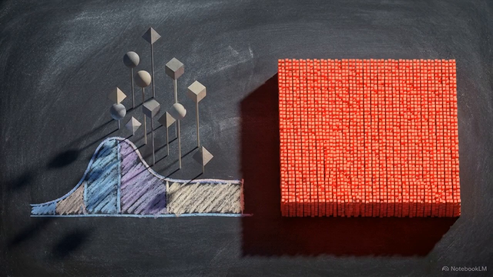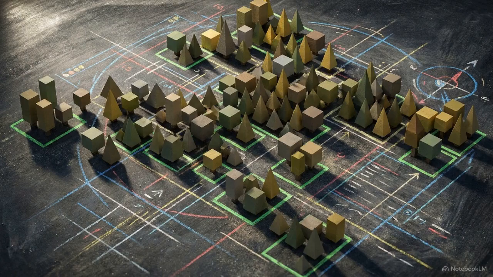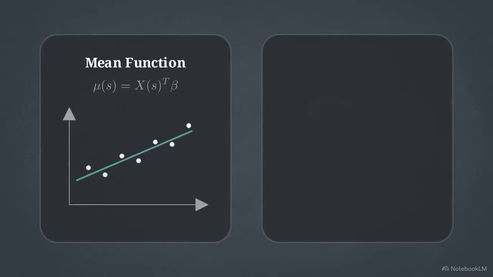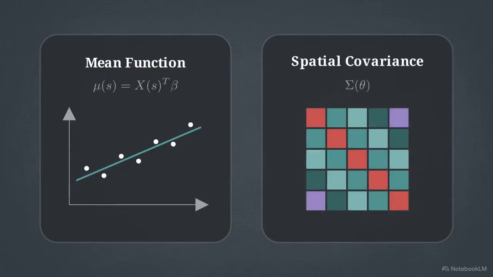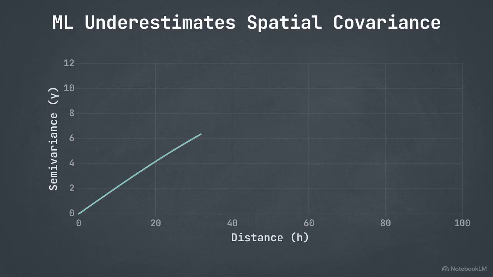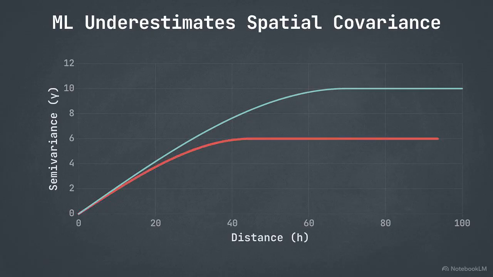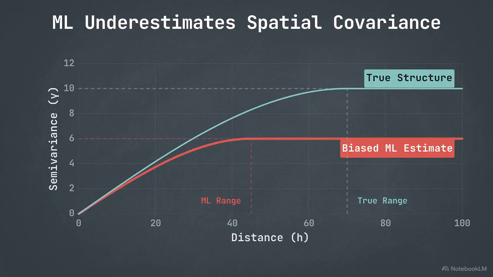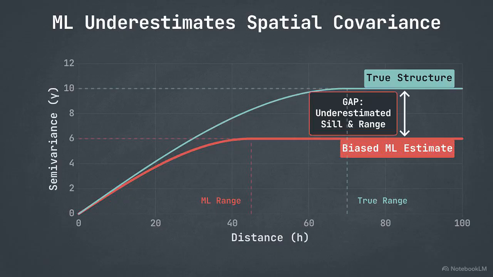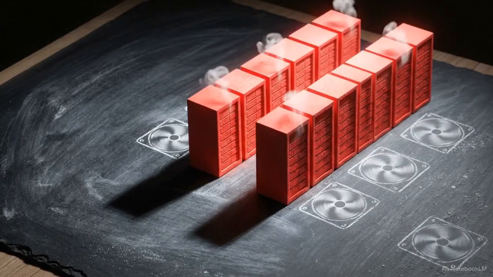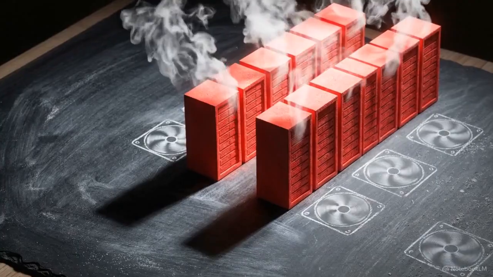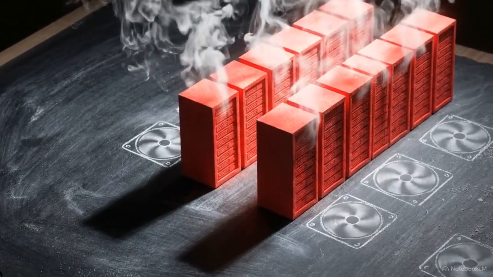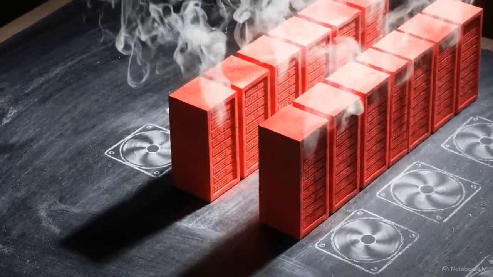a massive computational bottleneck. In a spatial dataset, we use maximum likelihood estimation to determine both the mean function and the spatial covariance parameters. The first roadblock is that standard maximum likelihood estimators are biased when calculating spatial covariance parameters, like the sill and range. The second roadblock is the sheer computational cost of the likelihood function itself. The math becomes overwhelmingly heavy.